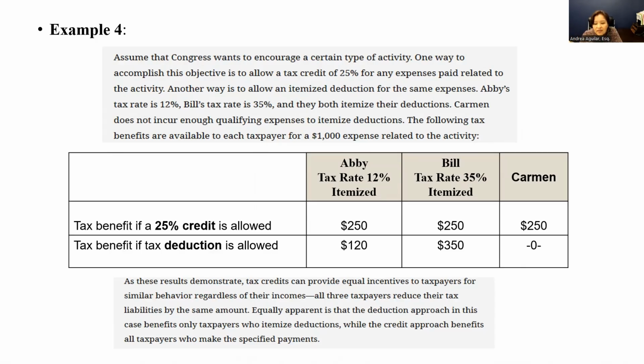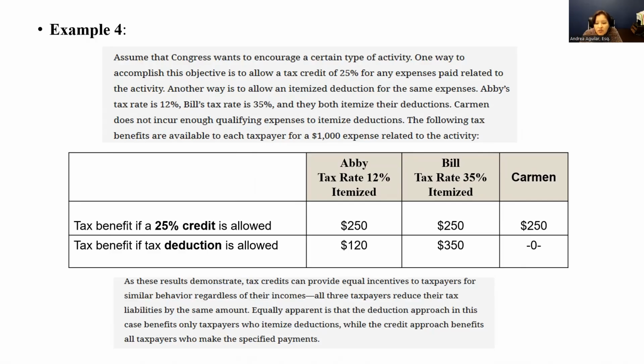But now if we look at the deduction, if Carmen were to claim a deduction, she's not going to see any tax benefit, because what is she going to get? She's going to get a standard deduction, okay? She doesn't have enough expenses to qualify for an itemized deduction, and we covered this at the beginning. If we have more in standard deductions, then we're not going to claim the itemized deduction. So as you can see here, Carmen is not going to get this benefit if they had a possibility to claim a deduction. Another thing that you need to remember is that they cannot claim both a credit and a deduction. They need to choose one.